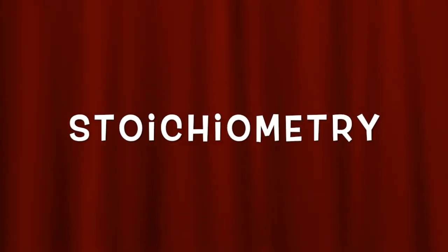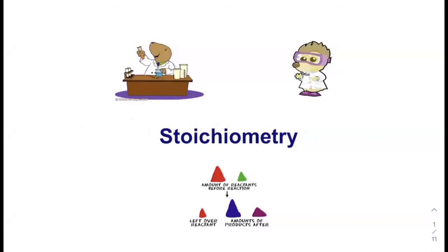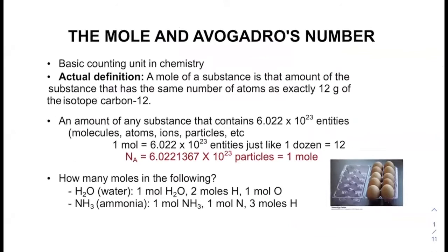Welcome to the video on stoichiometry. Recall from a previous chapter that we learned about the mole and Avogadro's number. So if we review that topic quickly, the mole is a basic counting unit in chemistry. The actual definition: a mole of a substance is that amount of a substance that has the same number of atoms as exactly 12 grams of the isotope of carbon-12.